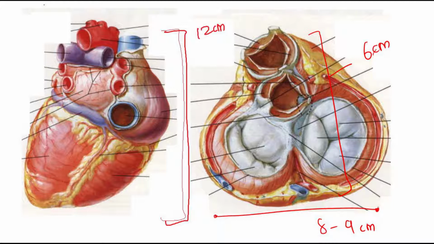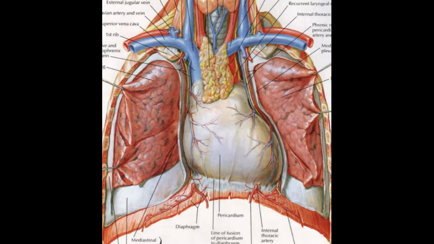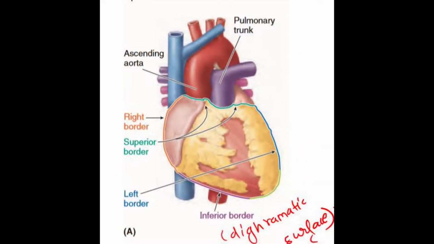Okay, so if you look at the heart, you can see that it's obliquely placed in the thoracic cavity, and it has surfaces and also borders. So if you look at the surfaces, you can see that there is a sternocostal surface, and as the name suggests, it's closer to the sternum and also to the costas or the ribs. And then we have the diaphragmatic surface that is always closer to the diaphragm.